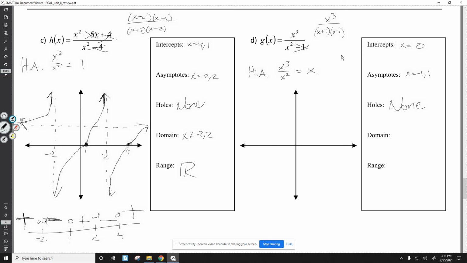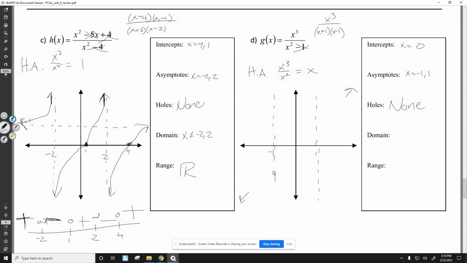Plug in infinity, you're going to get infinity. Now, that means you're going to be positive, positive infinity, negative, negative infinity. And it should be like approaching y equals x. That's your oblique asymptote, but who cares? I don't care. So, -1, vertical asymptote. 1, vertical asymptote.